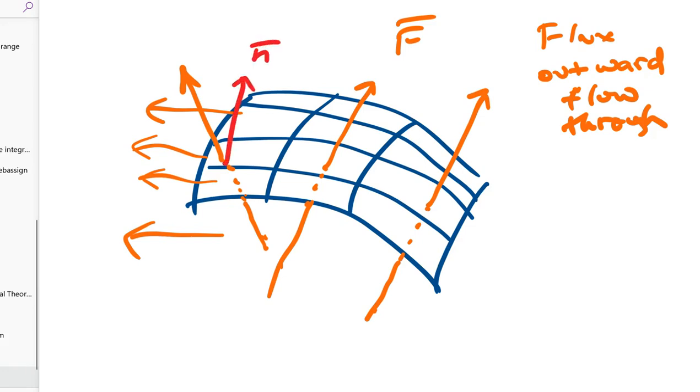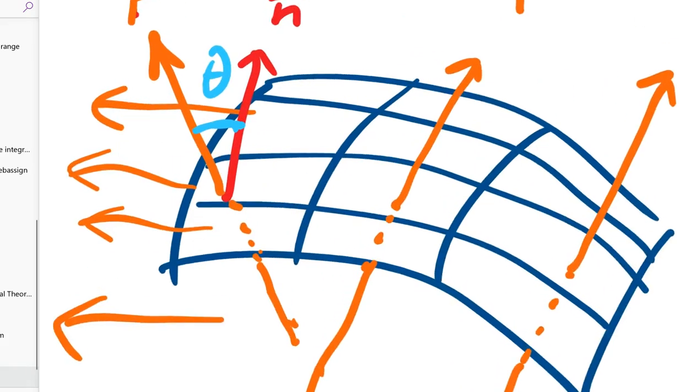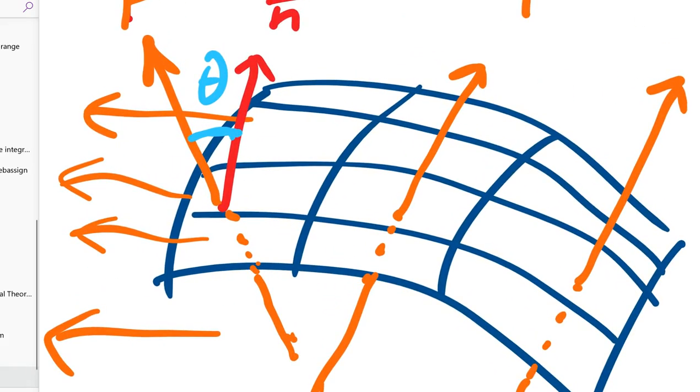So I'm going to look at a normal vector to the surface, and I'm going to compare that to the vector field there. It's kind of obvious that if this angle is called angle theta, and theta is 90 degrees, then we have the scenario like down here. If it's 90 degrees, then they're perpendicular, and the cosine of 90 is 0.